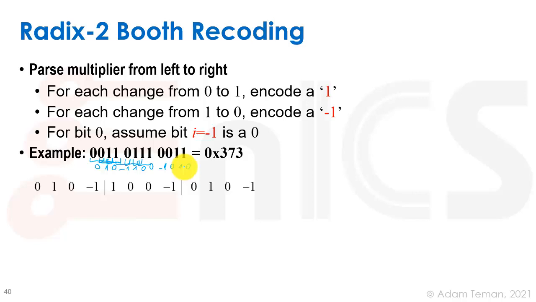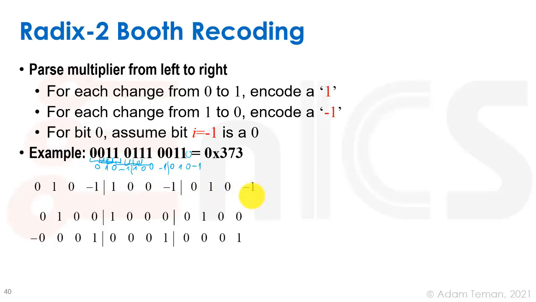Okay? So if we look at that, this is the answer. I hope I didn't make a mistake over there. Let's see that we got it right. 1, 0, 0, minus 1, and 0, 1, 0. And as I said, we have to imagine that there's a 0 over here, so 1 to 0 is going to be a minus 1. Okay, so this is our answer over here. We got 0, 1, 0, minus 1, 1, 0, 0, minus 1, 0, 1, 0, 1, minus 1.